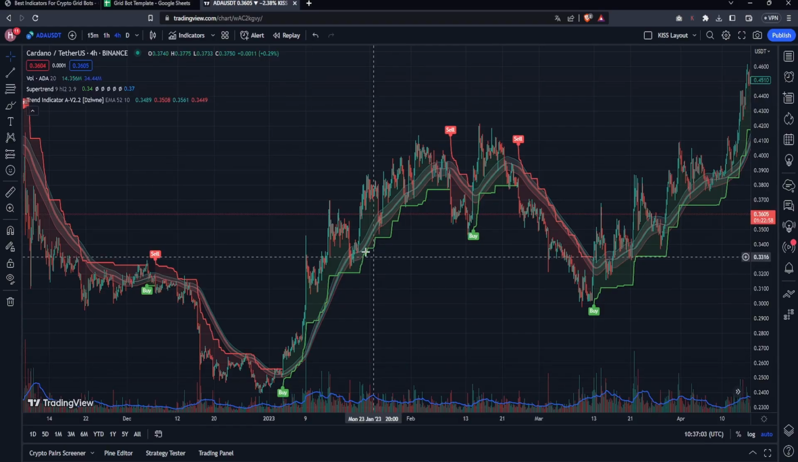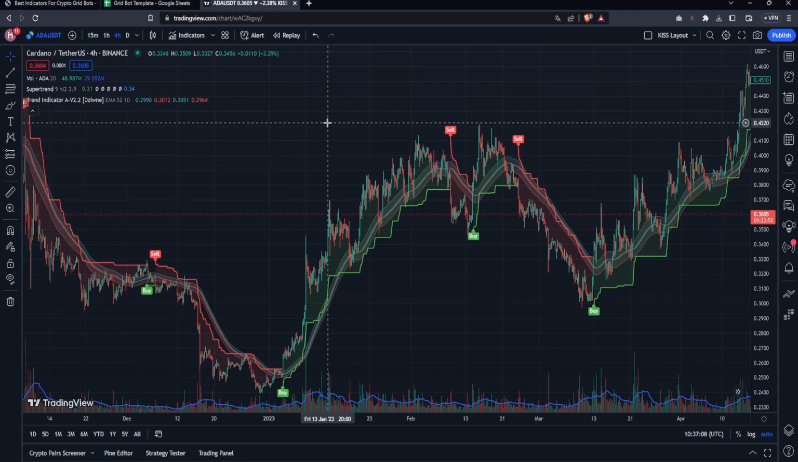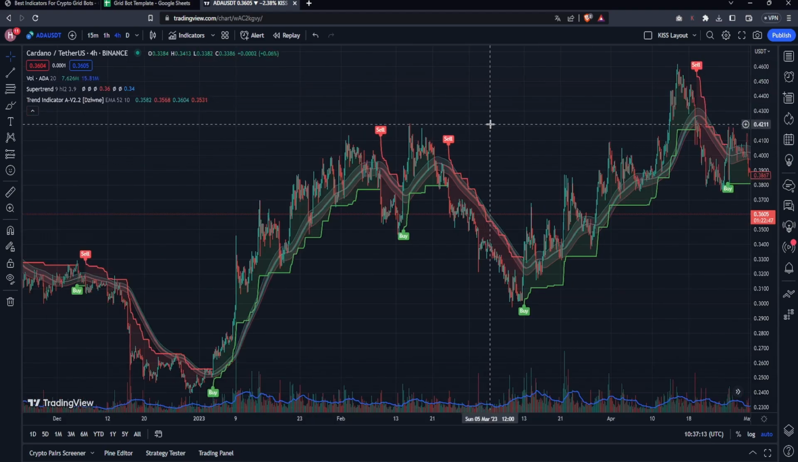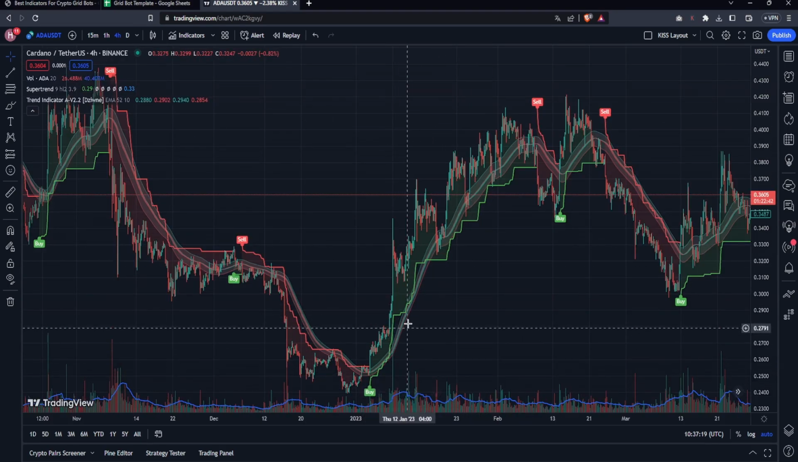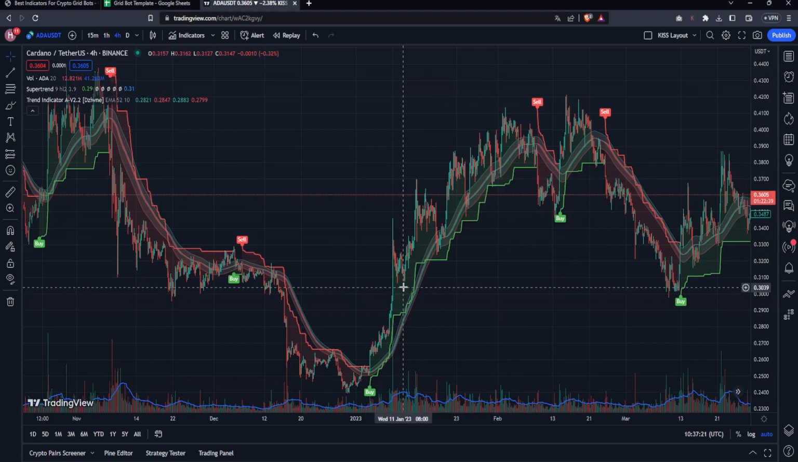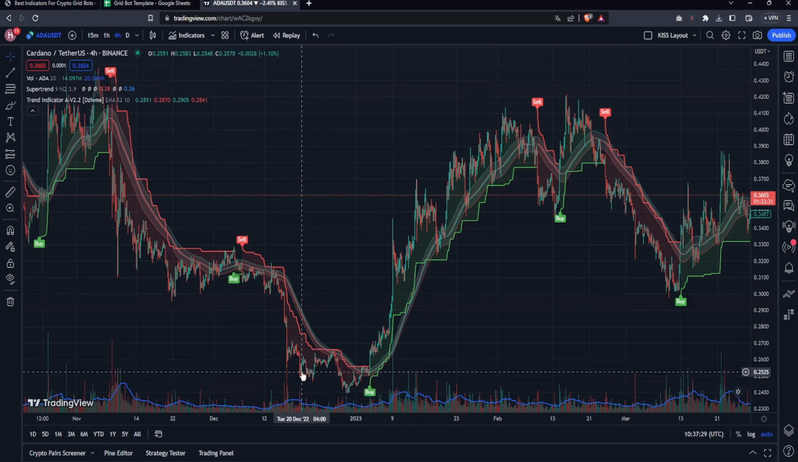Now let's take a look at a 4-hour chart of Cardano and Tether USD in the Binance exchange to take a look at the Supertrend. So here, as you can see, the Supertrend draws these lines and also shows a green color below the price, or between the price and the line, and a red color between the price and the red line.